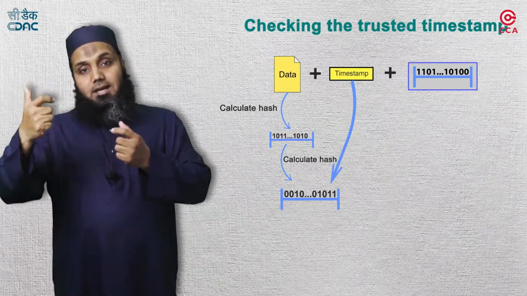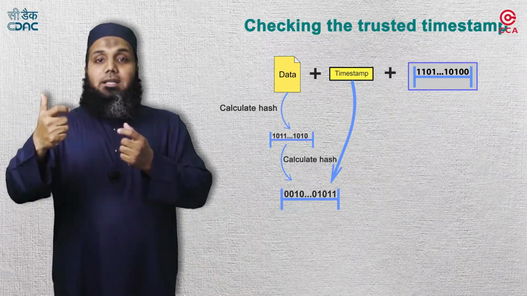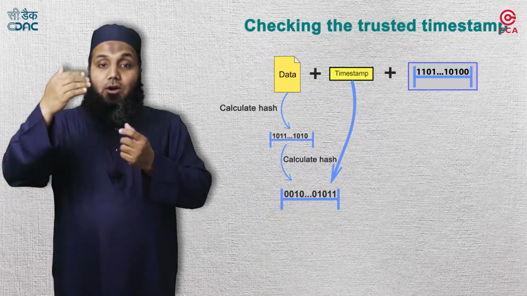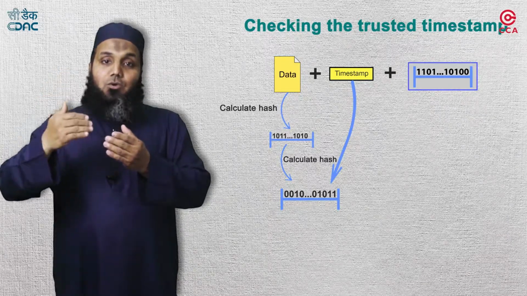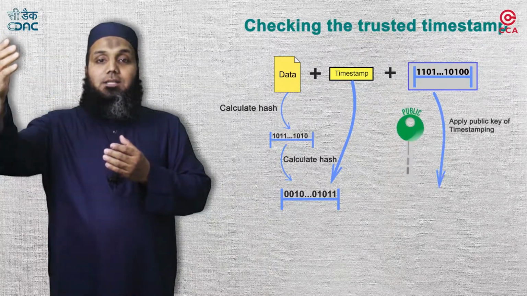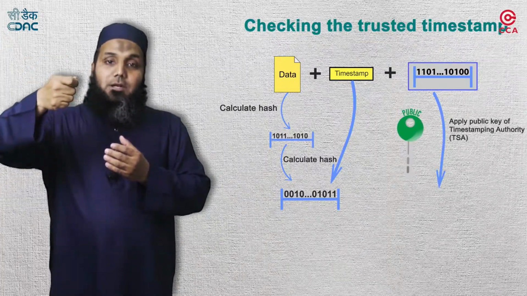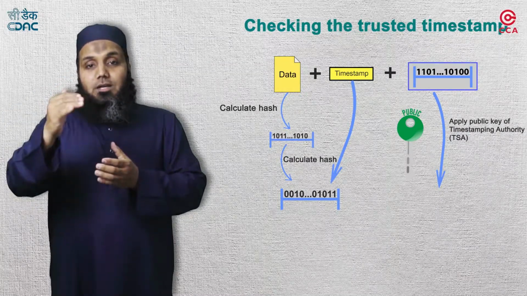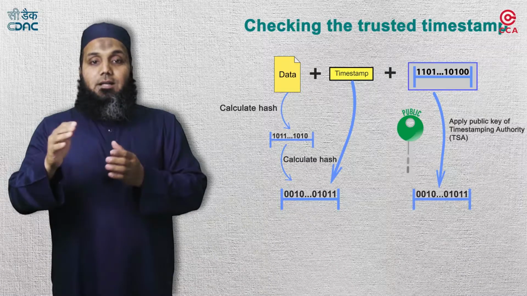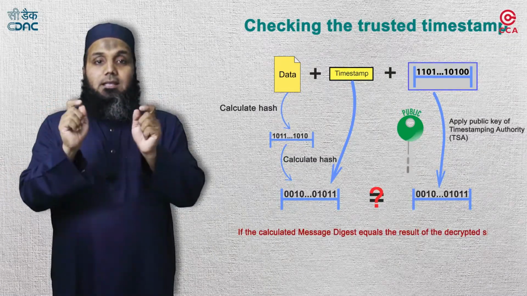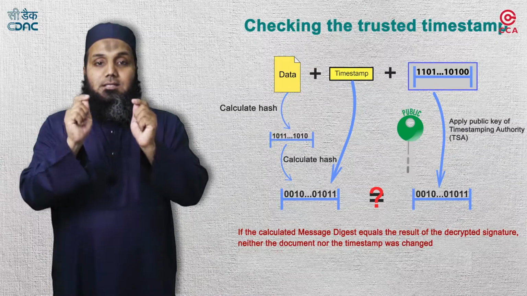Now on the other hand, your document is also containing the digital signature of the timestamp. So in order to get the hash value out of this digital signature, you need to apply the public key of the timestamping authority. So when you apply the public key of the timestamping authority by decrypting it, you get the message digest out of it. Now compare these two message digests. If both are same, then the validation of the timestamp is successful.